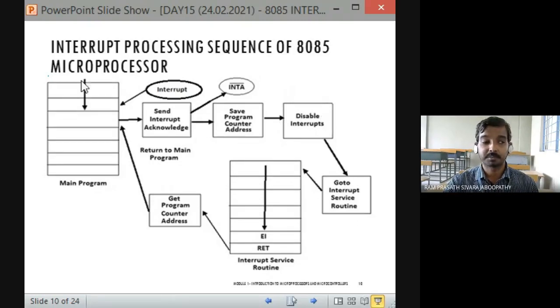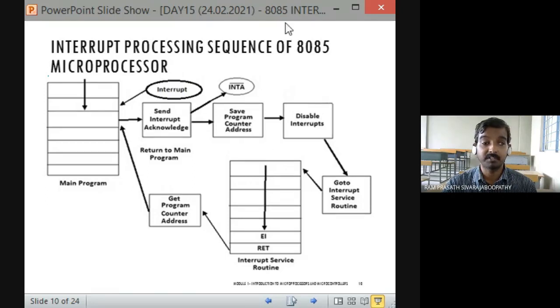Clear? So please note down the steps. When an interrupt occurs, the first step is the CPU completes the execution of the current instruction, then it acknowledges the interrupting device. Then it saves the return address available in the program counter into the stack. Then it disables further interrupts. Once an interrupt is acknowledged by the CPU, it disables further interrupts. The programmer has to write some instruction to enable the interrupt again. Fine. So it is getting into the service routine now.